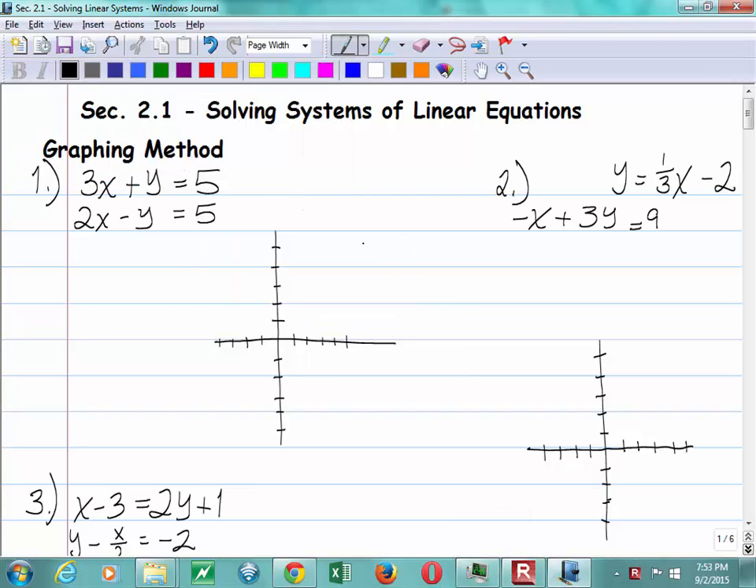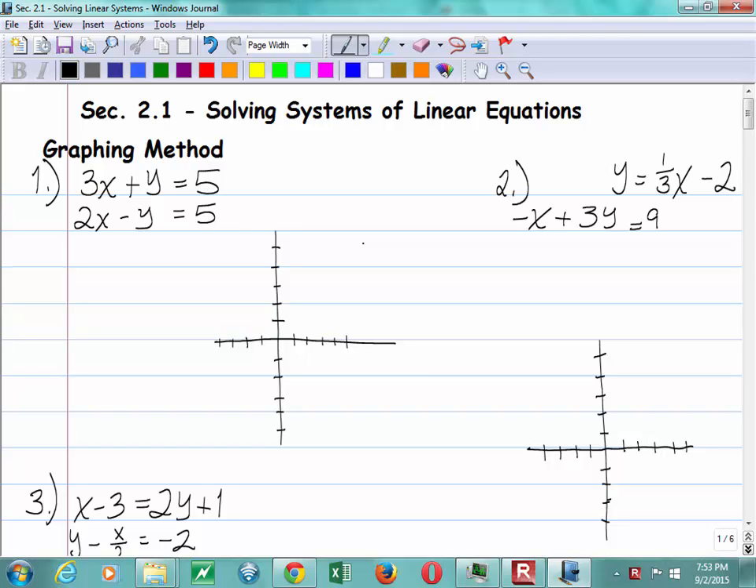Hello and welcome to the video lesson for section 2.1. This section is about solving systems of linear equations. So that means we have 2 or 3 linear equations that we need to solve.